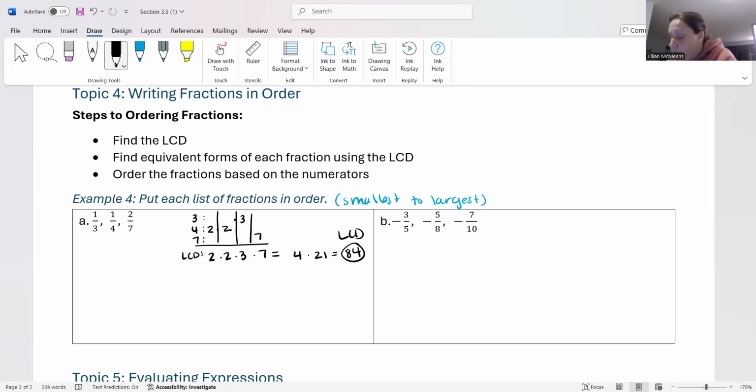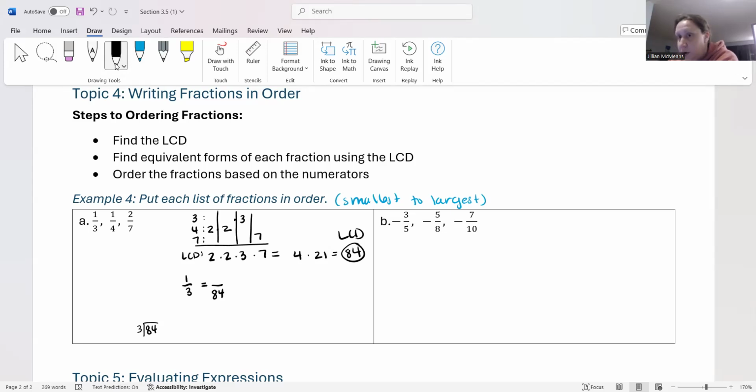Now what we want to do is rewrite each fraction as an equivalent form using the denominator. Okay, so we have to ask ourselves if we're going to convert 1/3 into something out of 84, we need to figure out what we would multiply 3 by to get 84. And sometimes it's not super obvious, so if you need to do a little side work, you can. We need to know how many times 3 would go into 84. So we'll just do a little long division real quick.